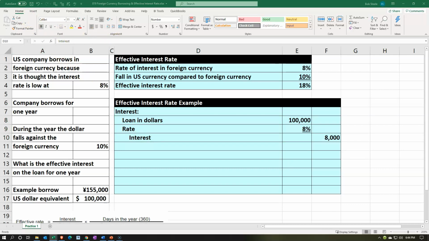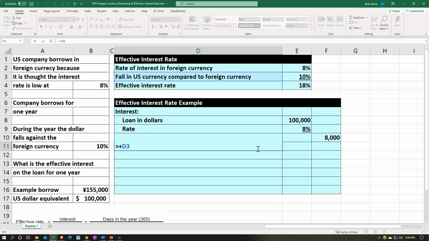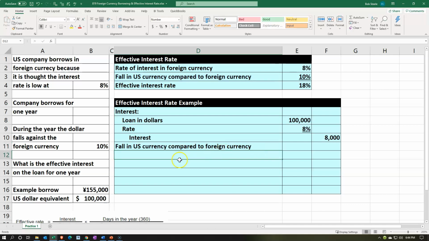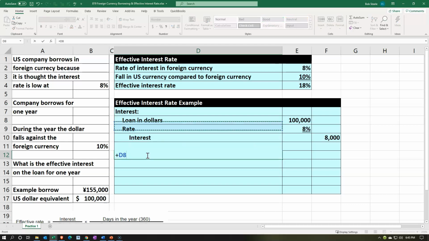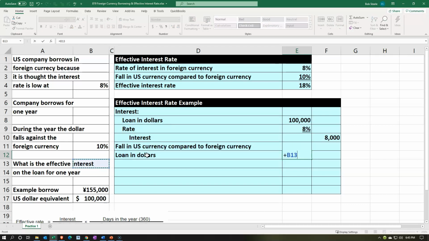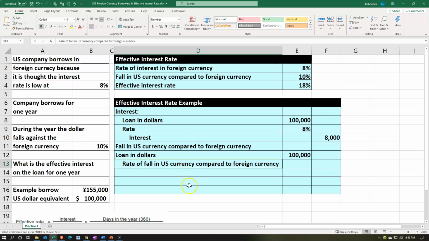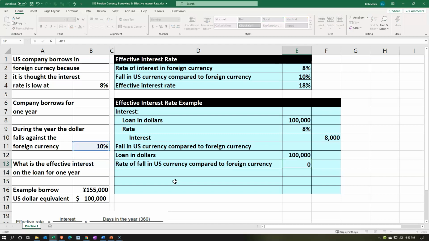Now we also have the cost of the foreign currency compared to the US dollar changing. And that's going to be the other factor we need to take into consideration. So this is going to be the loan, once again, in US dollars of the 100,000, and then we're going to say that there was a decline. This is going to be the rate of fall in US currency compared to the foreign currency. So the US dollar declined in comparison to the foreign currency by 10%.